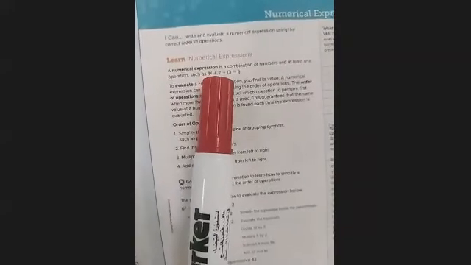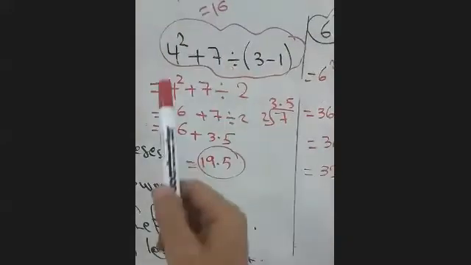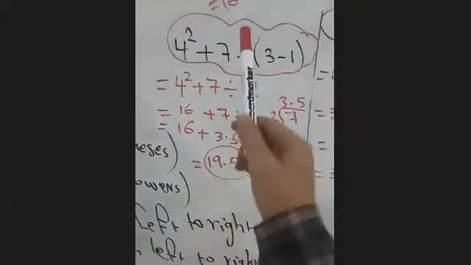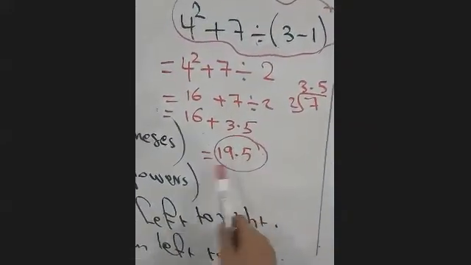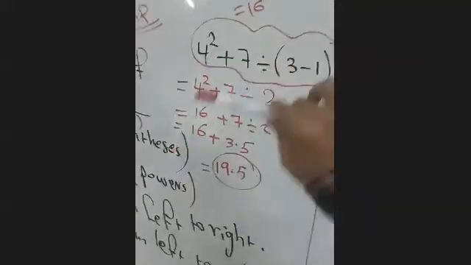Continue. To evaluate a numerical expression. By the way, guys, this one here, 4 to the power 2 plus 7 divided by 3 minus 1, I did it in my first example here. See it? I did it here. The answer of it was 19.5. So we did it already, okay?